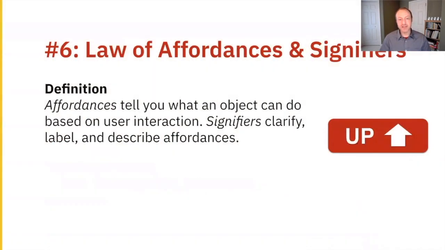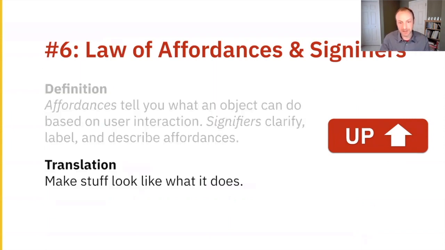Next, Law 6, the law of affordances and signifiers. This is directly from Don Norman's work. So he coined the term affordances and the term signifiers. Affordances are, and here's the way I think of it, make stuff look like what it does, right? So this button on the right is an example. The button itself, the red rounded corners of a rectangle, it's got a slight gradient, there's a slight drop shadow. Those things, the button itself is the affordance. And then the label up and the up arrow icon are signifiers that describe the button.